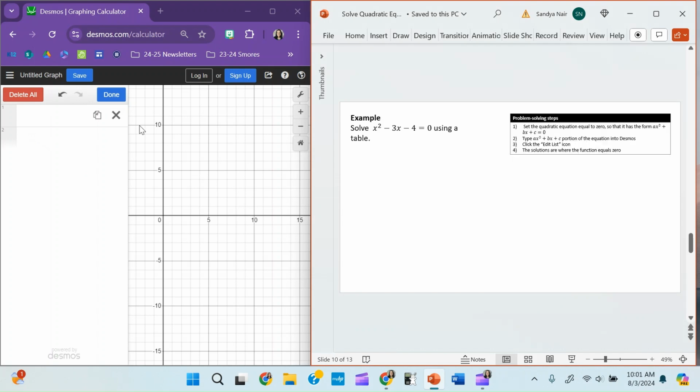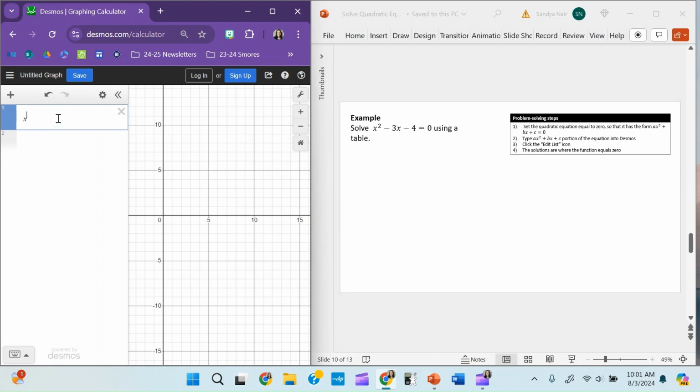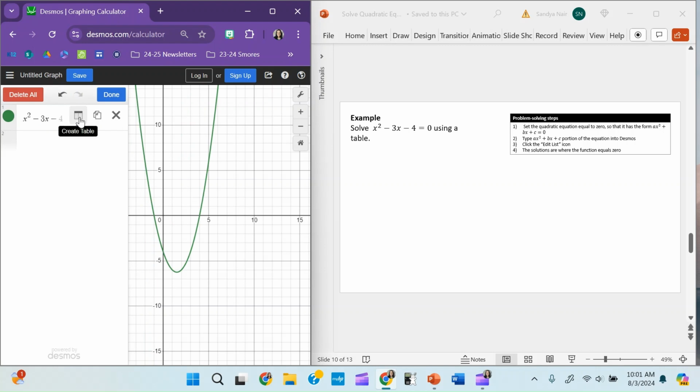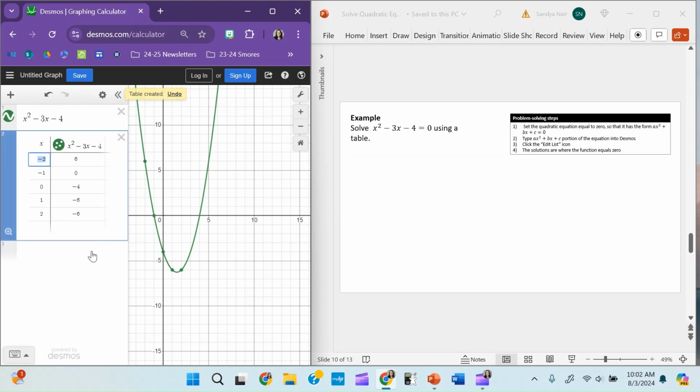So let's try this example. So let's suppose that you have x squared minus 3x minus 4 equals 0. So let's go ahead and type that in now to Desmos. So x squared minus 3x minus 4. And I'm going to click this edit list icon. And then you see here, I can create a table. So I click create table.